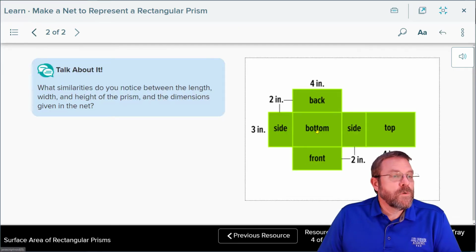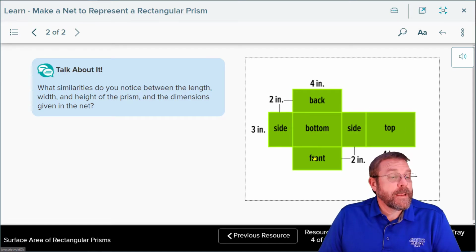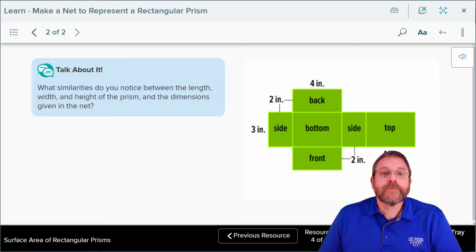Some things to notice: your top and your bottom are going to be congruent or the same size. The back and the front, those are going to be congruent as well, the same size. And your two sides, those two are going to be congruent or the same size.